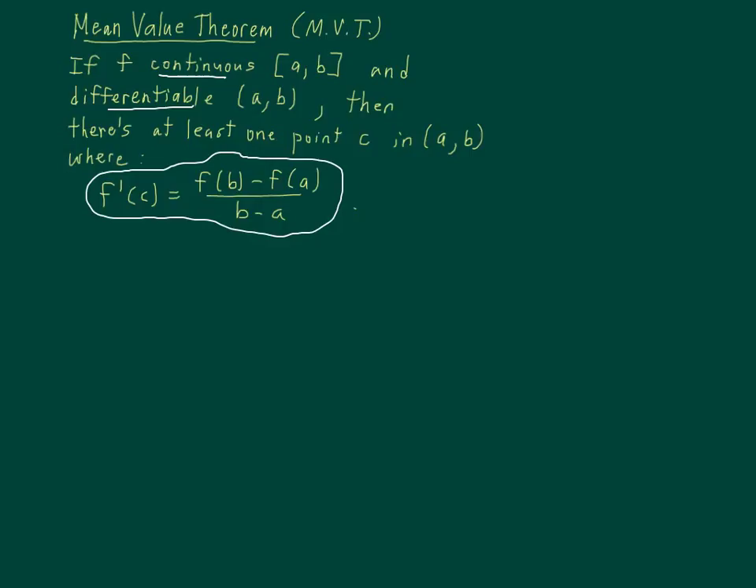Well, there's a few different ways of interpreting this. This f prime of c, since it's a derivative, we are referring to an instantaneous rate of change.